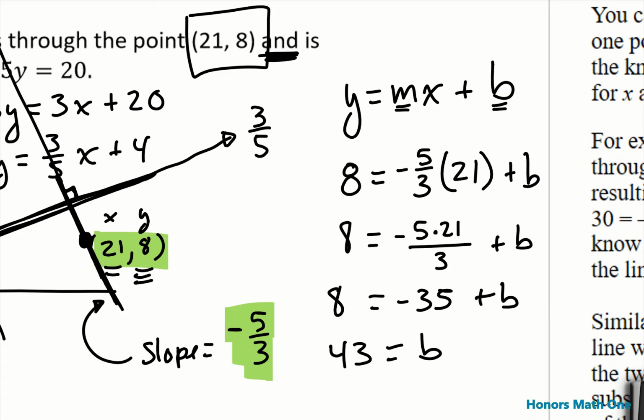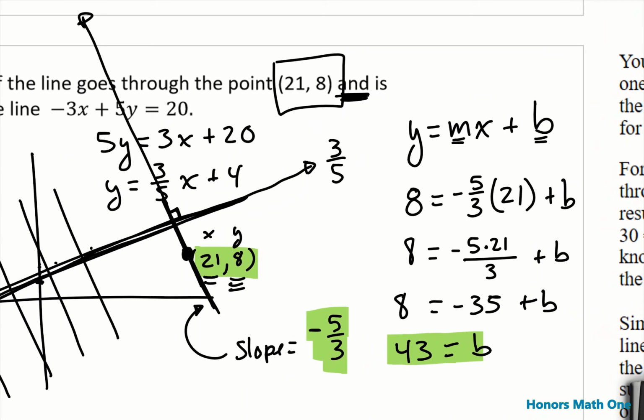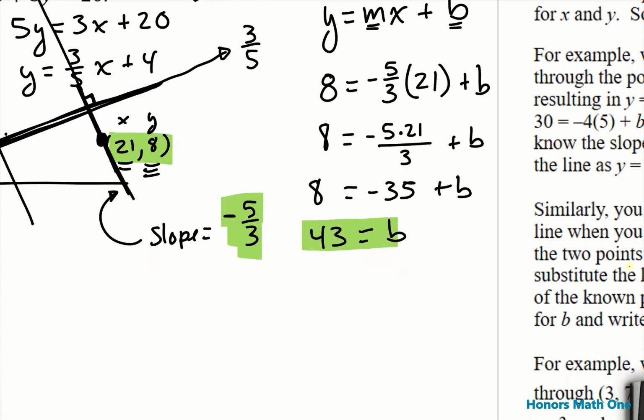So now I have what I really need to write the equation of the line. I have both the y-intercept, which is at positive 43, and I could kind of see that it would be up somewhere like that. And I've got the slope as well. So we can write the equation of this line. The equation of this line is y equals negative 5/3 x plus the number 43.